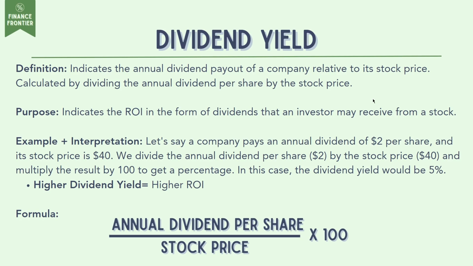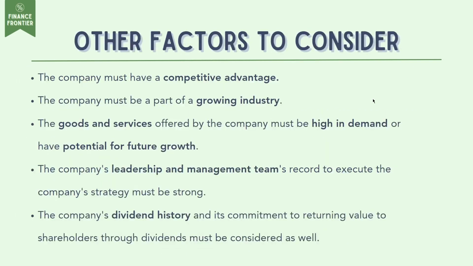There are of course a few other factors to consider when evaluating a company, which I've talked about very briefly. Firstly, the company must have a competitive advantage over other companies. So you want to ask yourself what makes its products or its services different from other companies. The company must also be inclined towards certain industry trends, which we spoke about in the previous module. Next, the goods and services offered by the company must be high in demand or have potential for future growth. An example of this is EVs.